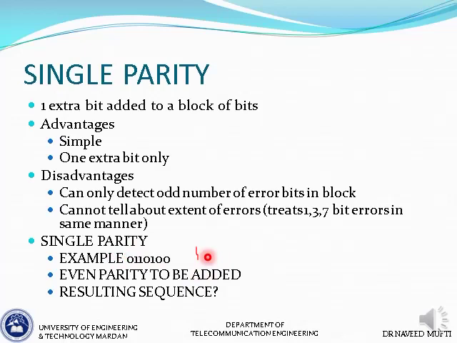code word. From here to here, that was your data word. These were all data bits. But with the addition of this extra bit, the whole is now called a code word. So a code word has some data bits and a parity bit. Here is your parity bit, and all of these are your data bits. This will be your resulting sequence if even parity is used.